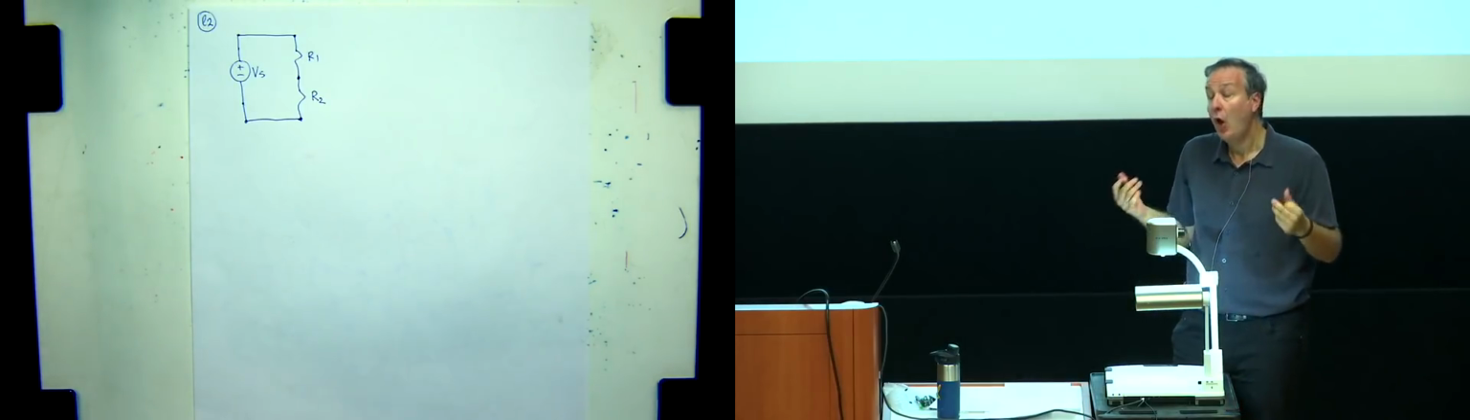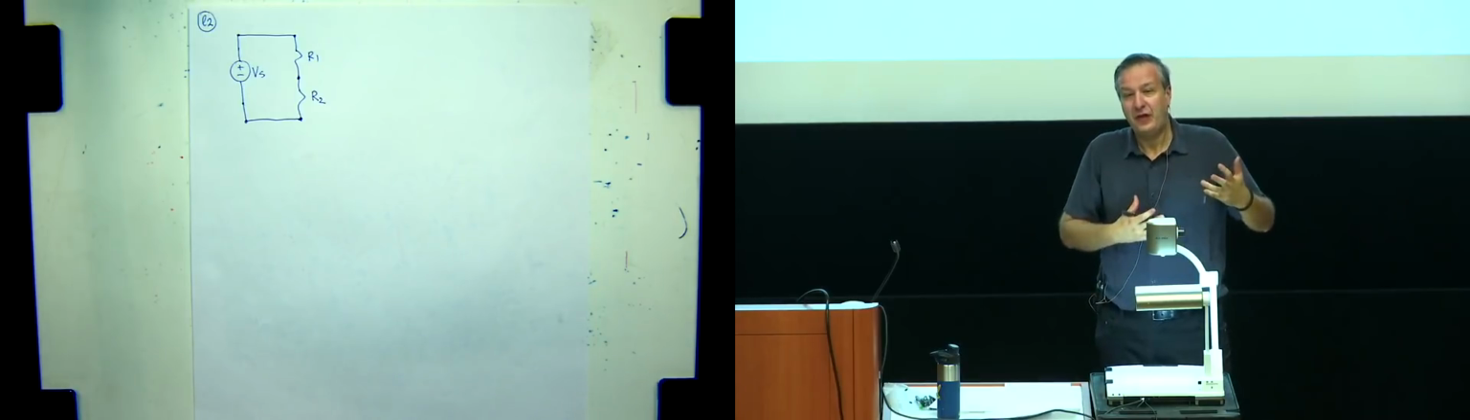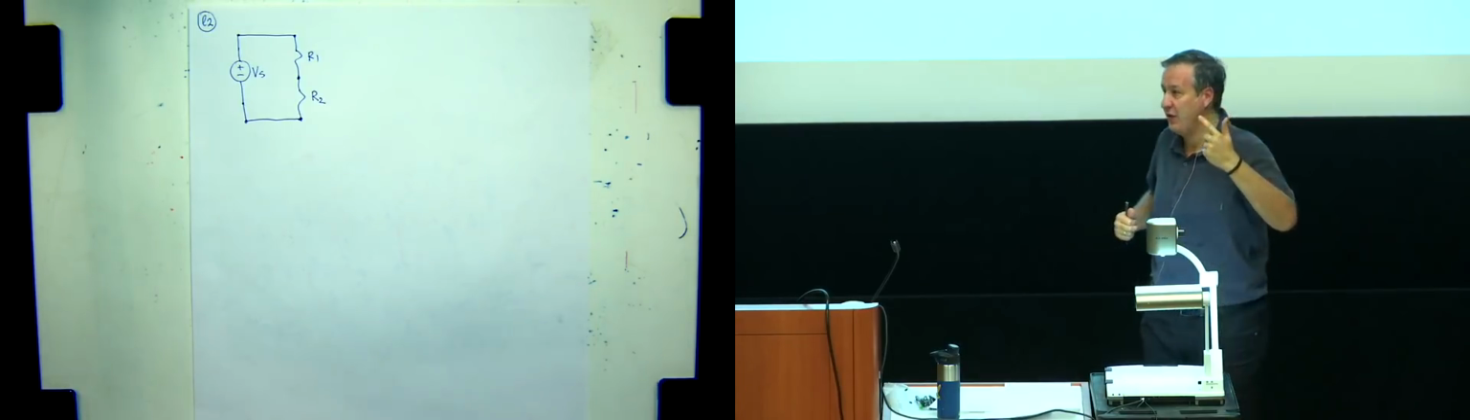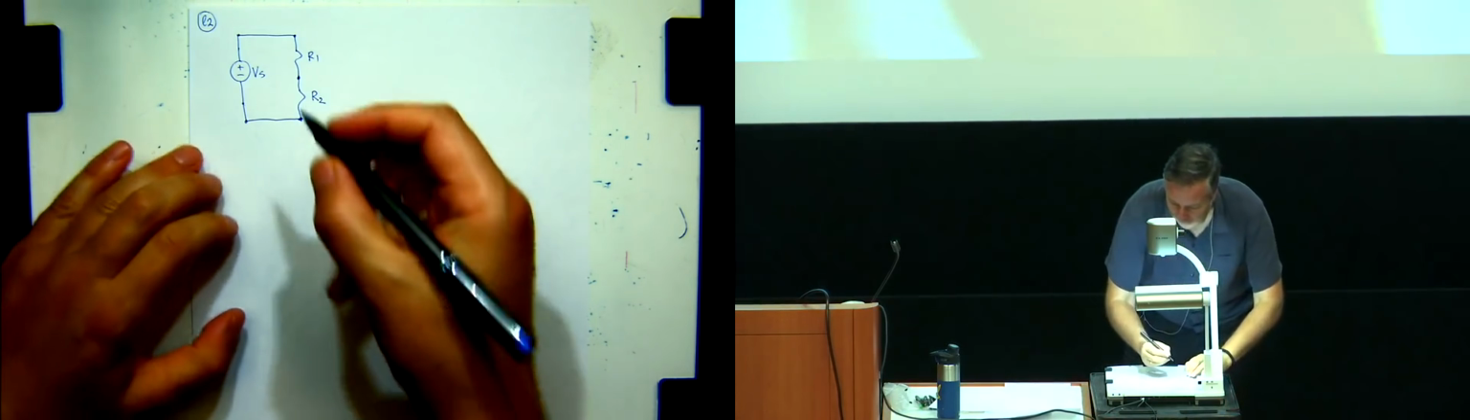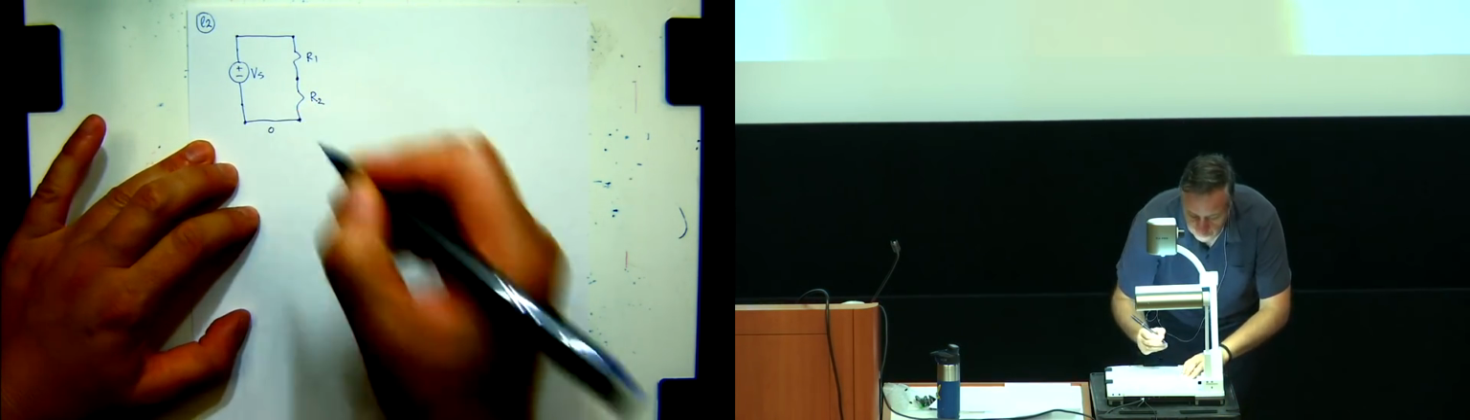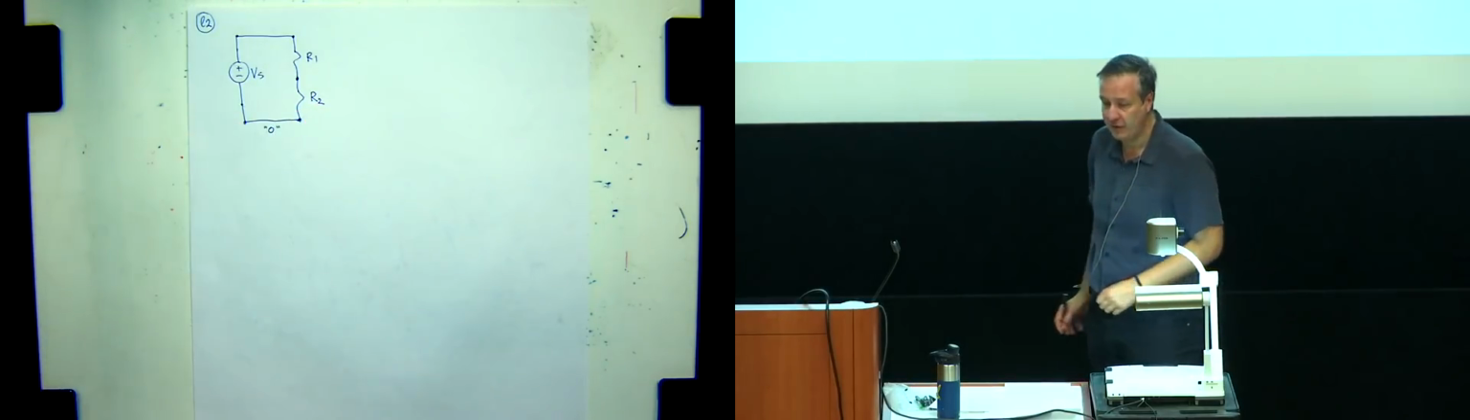Put the ground. Yeah, in circuit jargon we call it ground. I prefer a reference node because it reminds you that everything is with respect to that node. So I'll just put a 0 here. That's my mark for the reference node.